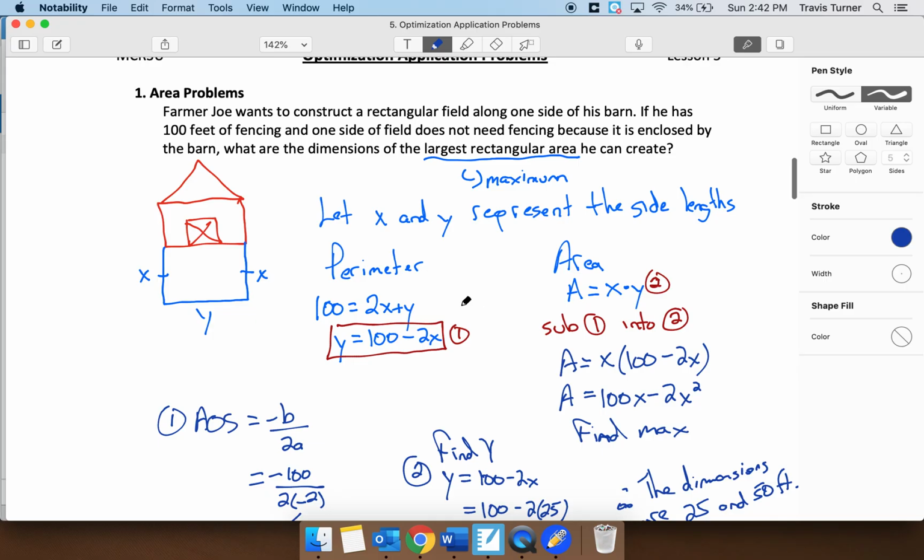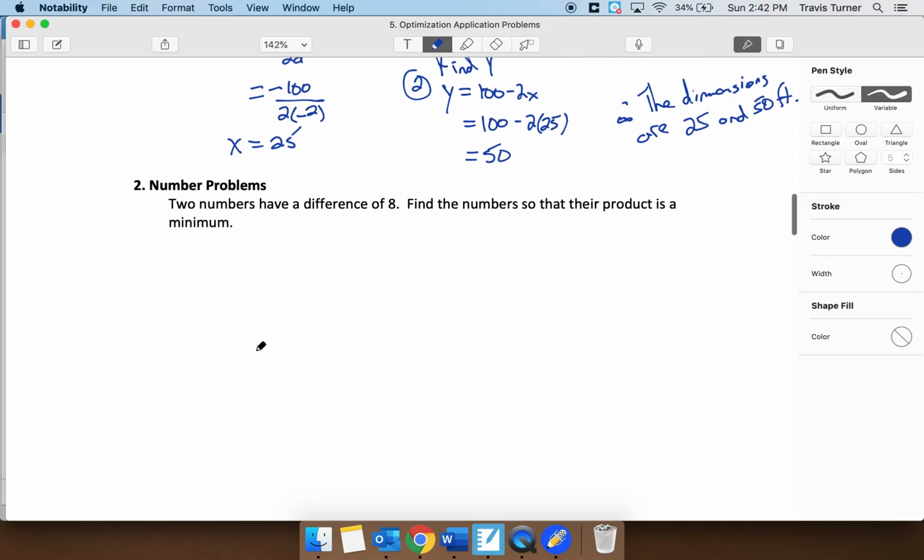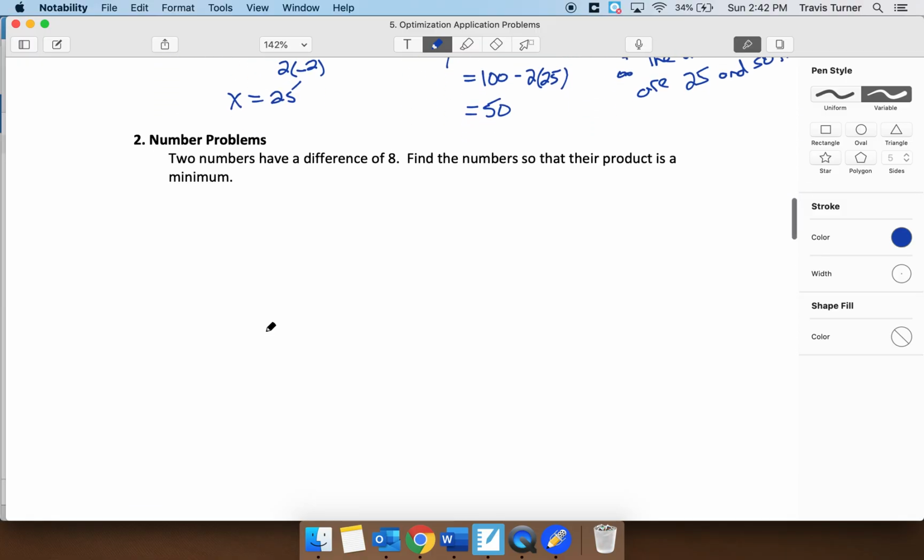You have to use both and take some sort of equation and sub it into the other one, and then use your axis of symmetry to figure it out. Second one, we've kind of seen something similar. It says two problems, and this is a number problem, and you'll have a couple like this. Two numbers have a difference of 8. Find the numbers so that their product is a minimum.